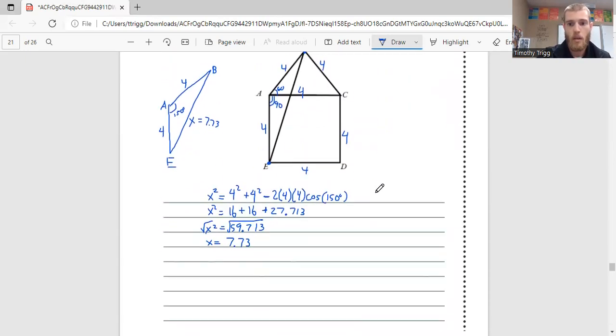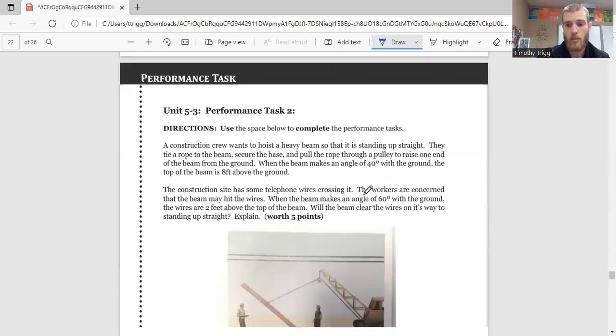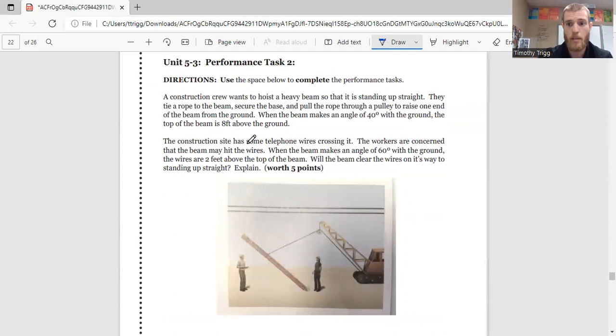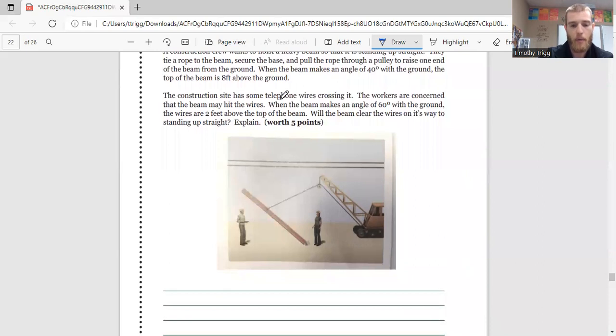Okay. Now, once you're done with that, there's a second part to this assignment, and that's this part here. All right, I'm going to go ahead and read this one. A construction crew wants to hoist a heavy beam so that it is standing up straight. They tie a rope to the beam, secure the base, and pull the rope through a pulley to raise the end of the beam from the ground. When the beam makes an angle of 40 degrees with the ground, the top of the beam is 8 feet above the ground.